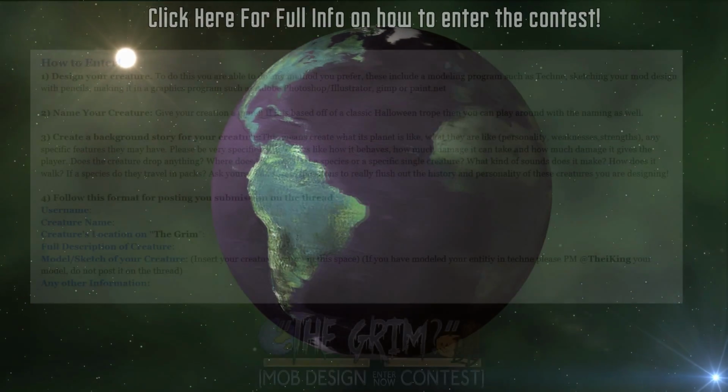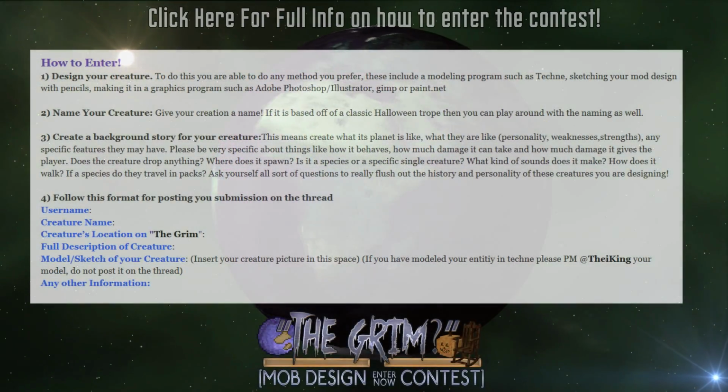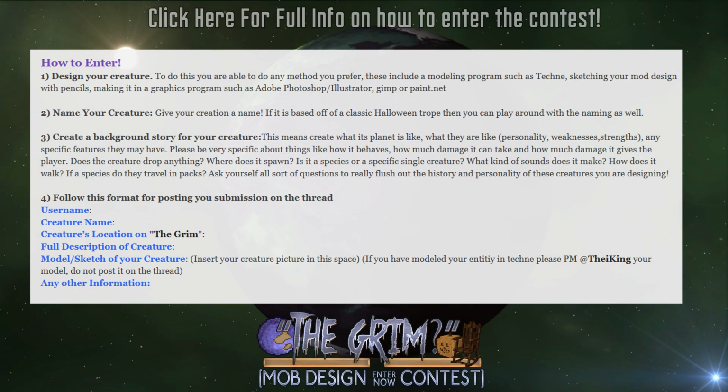How to enter. 1. Design your creature. To do this, you are able to use any method you prefer. This includes a modeling program such as Techne, sketching your mob design with pencils, or making it in a graphics program such as Adobe Photoshop, Illustrator, GIMP, or Paint.net. Although we would prefer Photoshop or Illustrator, since not everyone has it, GIMP or Paint is the next best thing.